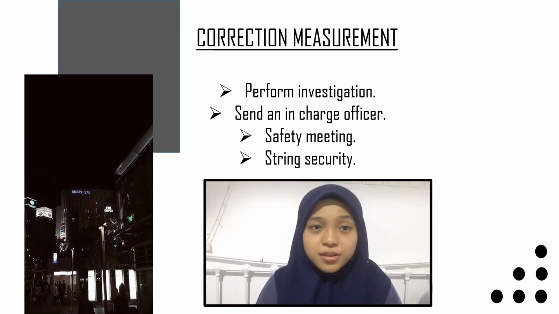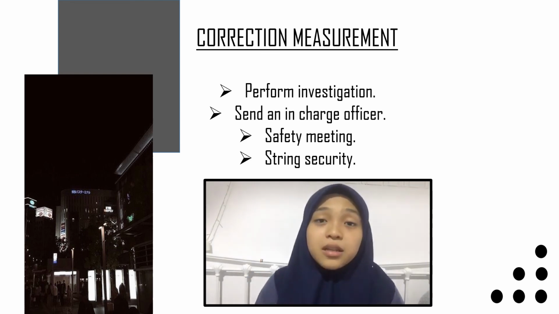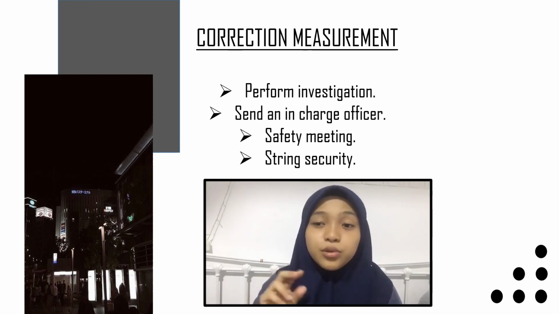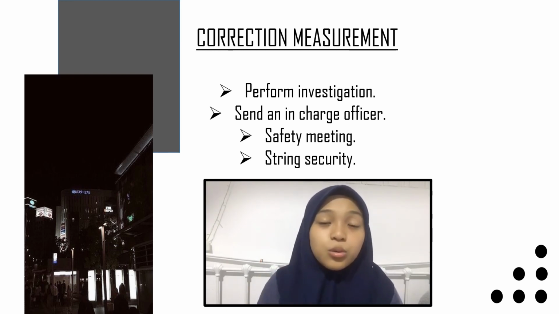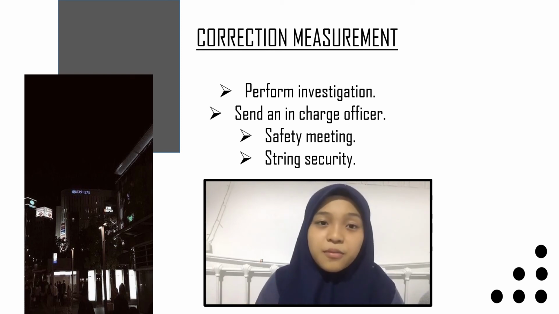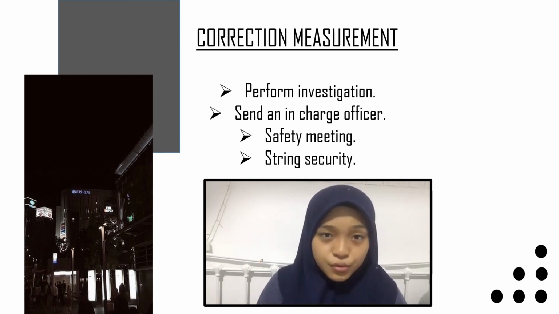Okay, now I will present the correction measures. Firstly, do an investigation on the accident. This is purposely done to find the root cause, which is needed to prevent or avoid the same accident from occurring again in the future.